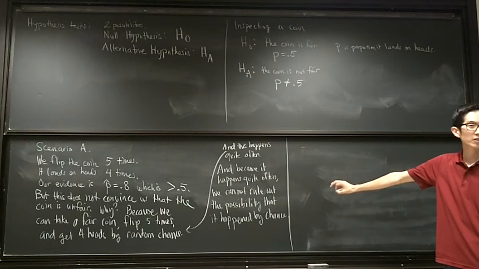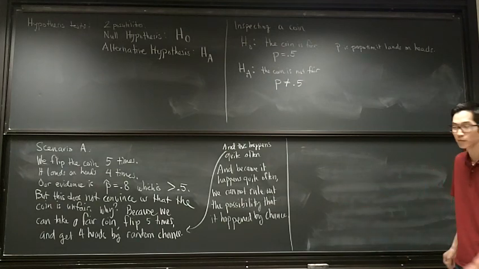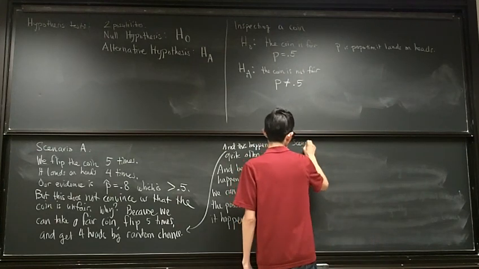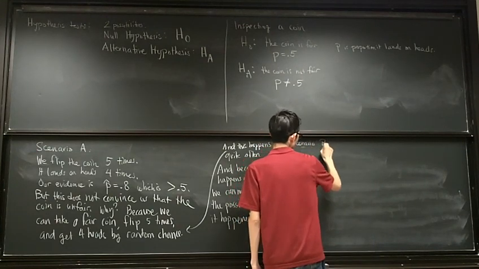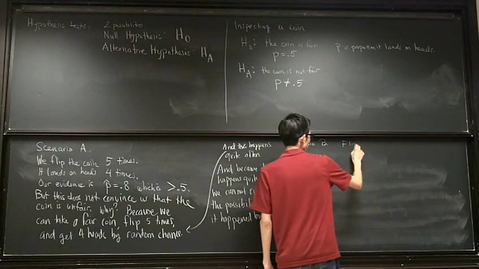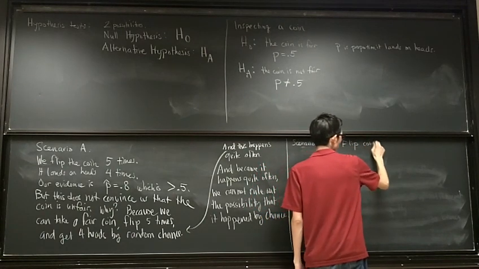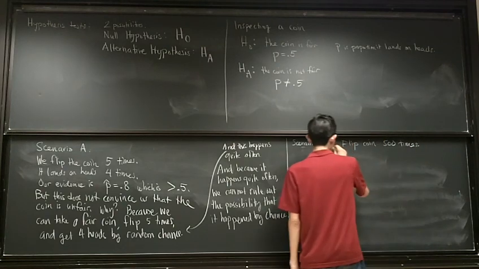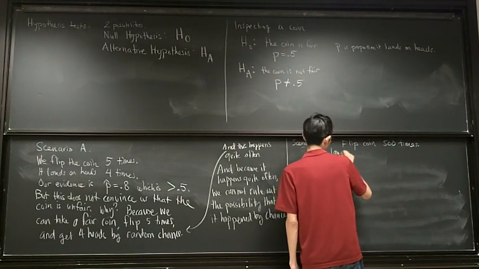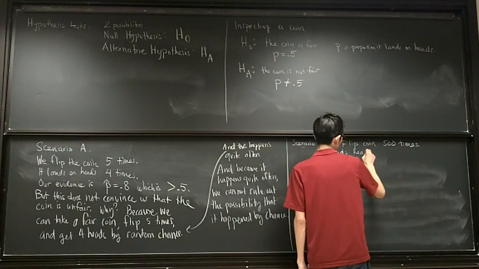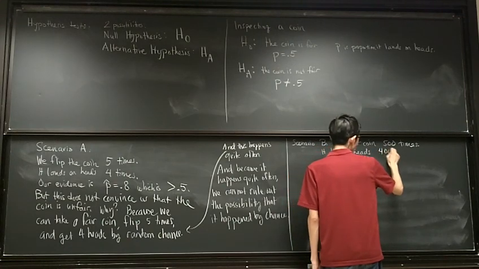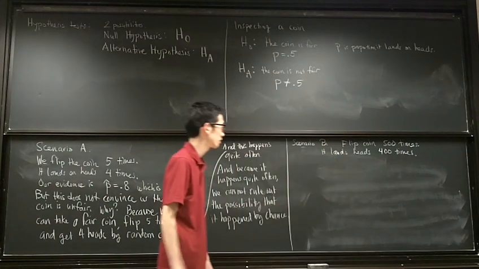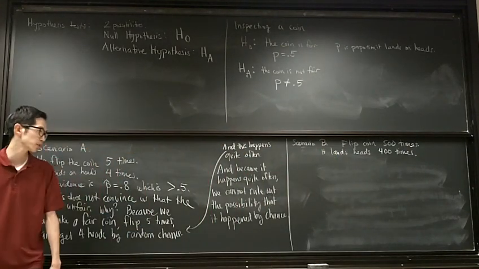Does that make sense with everyone? Yeah. Is that good? Okay. And on the other hand, we have scenario B. Okay. Flip the coin 500 times. It lands heads 400 times. This convinces us that the coin is unfair.